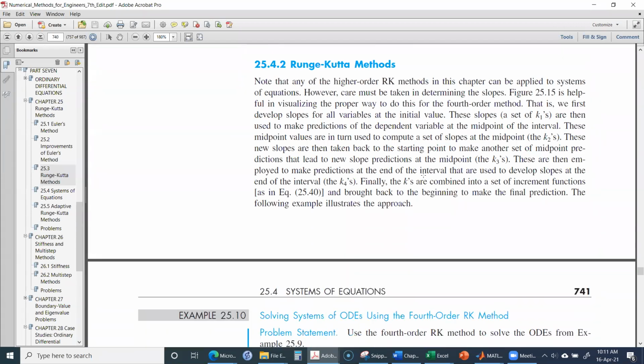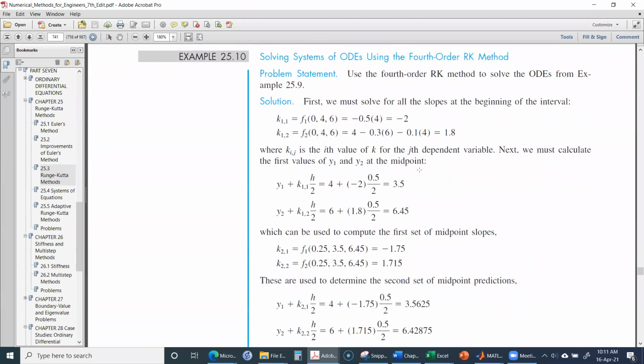Okay. So here you can see how we can apply the Runge-Kutta methods. Solving systems of ordinary differential equations using the fourth order Runge-Kutta method. Use the fourth order Runge-Kutta method to solve the ordinary differential equations from example 25.9. That means for the previous case. So in this case, we have to apply the fourth order Runge-Kutta method.